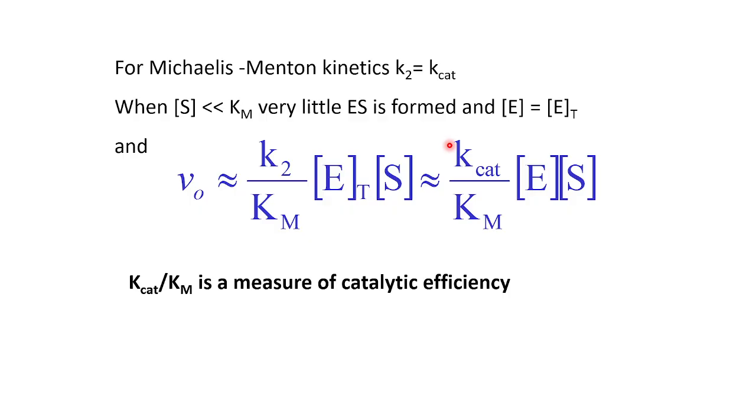So for Michaelis-Menten kinetics, K2 equals Kcat when substrate concentration is less than Km. Very little complex is formed, and the enzyme concentration is equal to the total enzyme concentration. And then you will get Kcat by Km as a measure of the catalytic efficiency if you solve the particular equation, where you have the velocity equal to K2 by Km into enzyme concentration and the substrate concentration. And then you get the Kcat by Km.